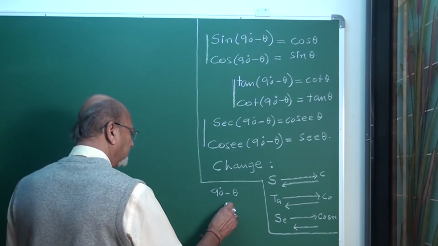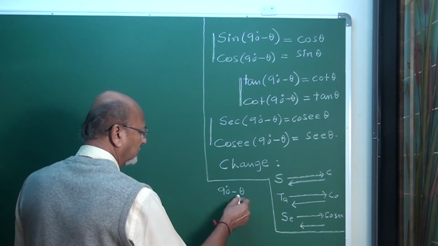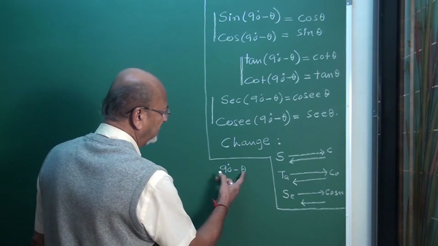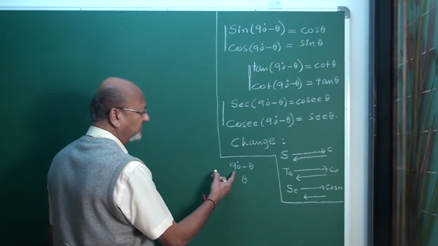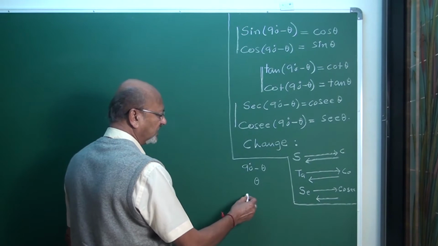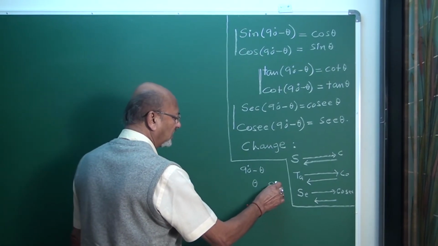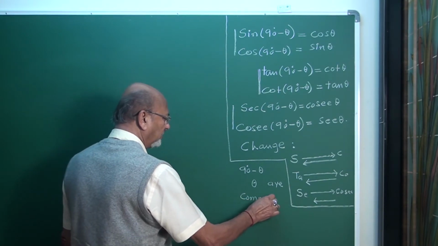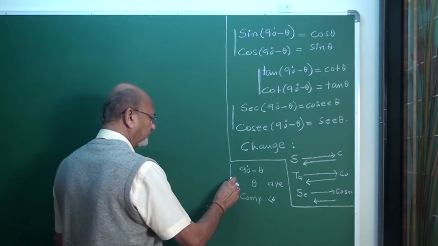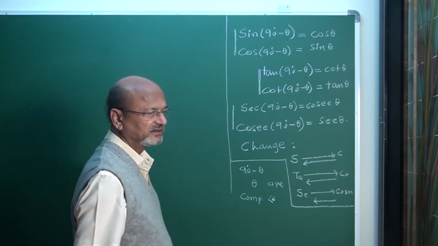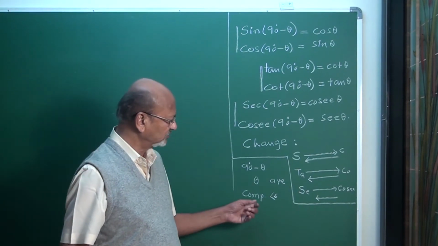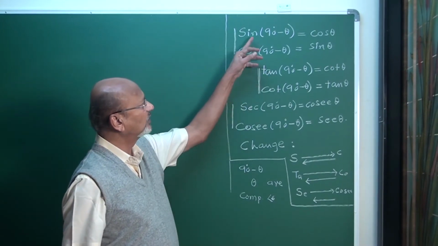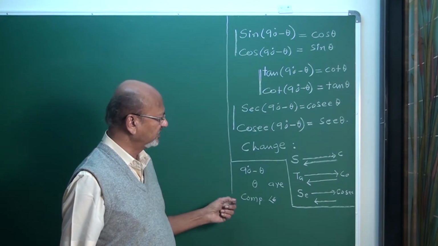90 minus theta and theta, what is their sum? If you add them, addition gives 90 degrees. 90 minus theta plus theta means 90. If the sum of any two angles is 90, these two are complementary angles, my friends. 90 minus theta and theta are complementary angles. Their sum is 90 degrees. These are trigonometric ratios of complementary angles.